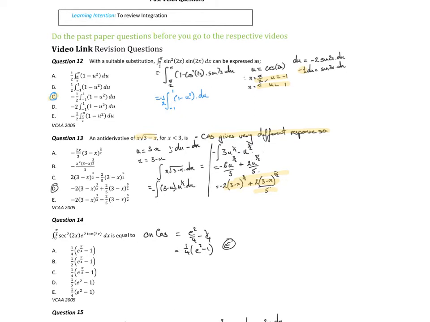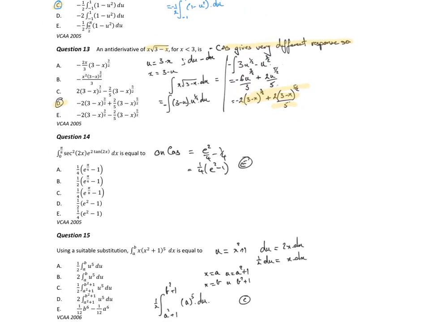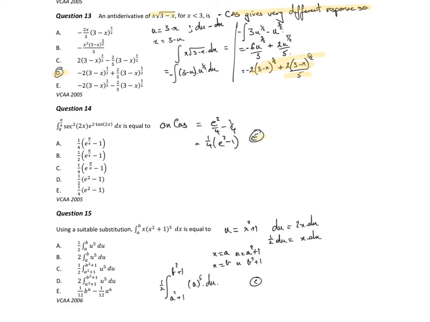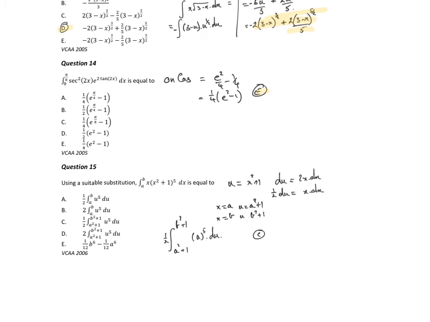So whilst you've got the CAS to check little bits and pieces, in reality it's a question you did by hand, as opposed to question 14, which was just straight on the calculator. Straight on the calculator gives an answer. So that was nice. 15, they're obviously similar to the previous ones.